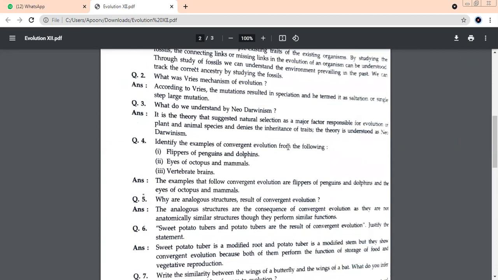Now, neo-Darwinism and examples of convergent evolution, third and fourth. We just completed the chapter yesterday, and I'm giving you an idea of what kind of questions are possible.